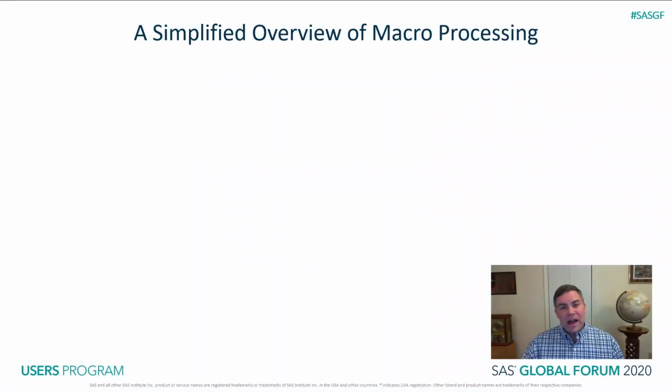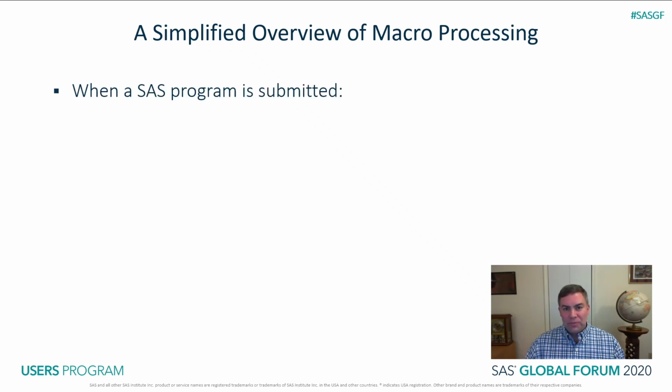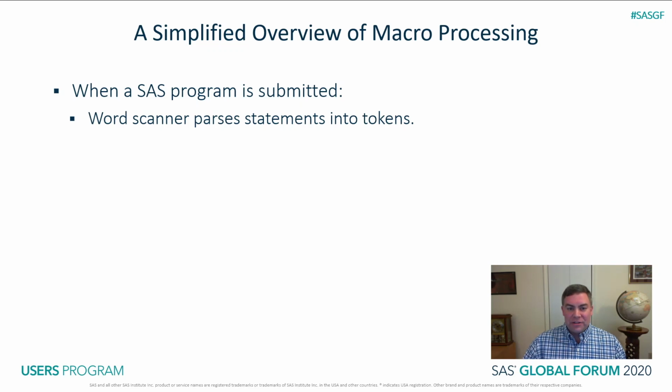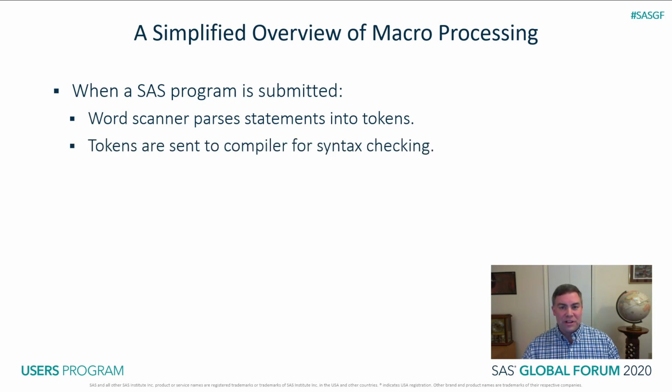We'll start by talking about how macro processing works. What happens when you submit some SAS code? Well, the first thing that happens is the code is scanned by the word scanner and parsed into tokens. Tokens simply means little bits and pieces of SAS language, the various language elements, the bits of syntax, such as variable names or keywords or operators, things like that. Those are tokens. And then those tokens are sent to the compiler for syntax checking to make sure that the tokens that you've put together and the order in which you put them together constitute valid SAS syntax. And only once that has been checked is that SAS code executed.